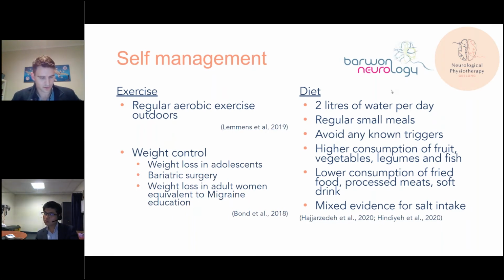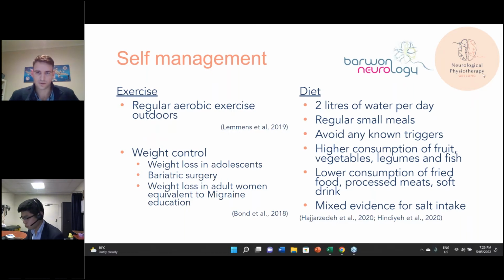As far as weight control goes, there were 2 retrospective studies that have shown that weight loss and surgery have been effective. But as far as RCTs go, the only one that I could find showed that a calorie-restricted diet along with moderate intensity exercise was equivalent to migraine education for 16 weeks. So the anecdotal evidence is there, but as far as something stronger, it's still on its way.